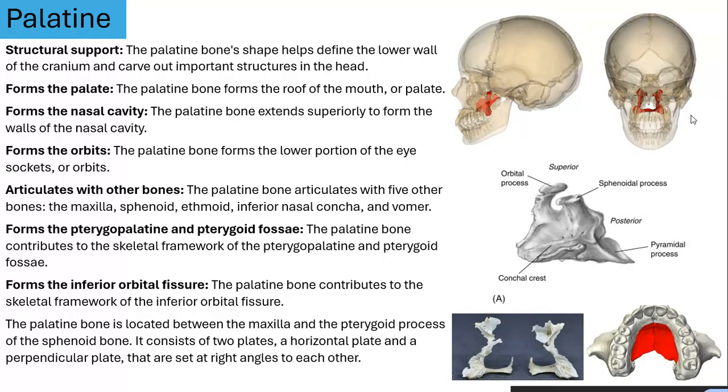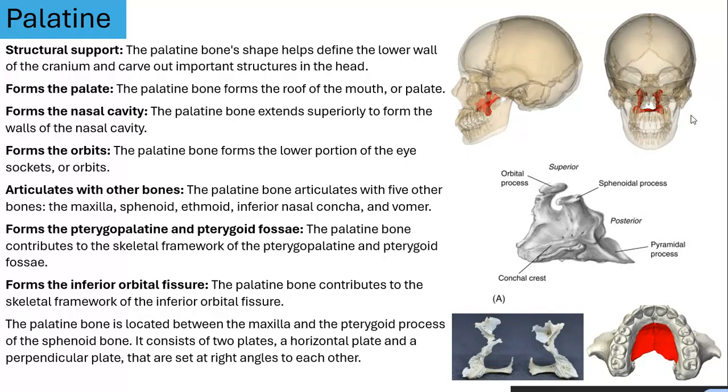The palatine bone forms the roof of the mouth, or palate, right? The palatine bone extends superiorly to form the walls of the nasal cavity. The palatine bone forms the lower portion of the eye sockets, or orbits. Articulates with other bones. The palatine bone articulates with 5 other bones: the maxilla, sphenoid, ethmoid, inferior nasal concha, and vomer. It forms the pterygopalatine and pterygoid fossae.